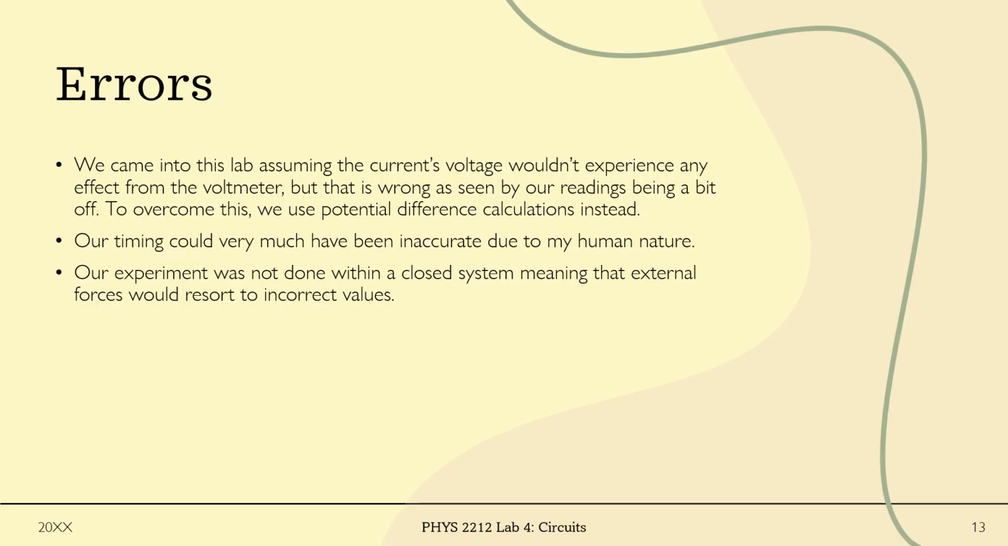There were some errors in this lab, and some of them came from assuming that the current voltage wouldn't experience any effect from the voltmeter, and that's wrong because our readings were a bit off. To overcome this, we could use potential difference calculations instead. Also, our timing could very much have been inaccurate due to human error, and our experiment was not done within a closed system, meaning that external forces would result in incorrect values.